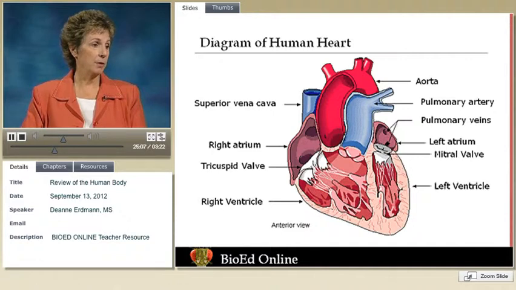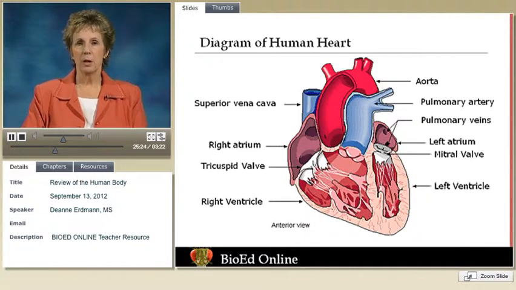It's going to come in through the superior and inferior vena cava and into the right atrium. It's going to pass through a one-way set of valves called the tricuspid valve. Then the ventricle is going to contract, force blood out through the pulmonary artery and onto the lungs. So this part is called pulmonary circulation.